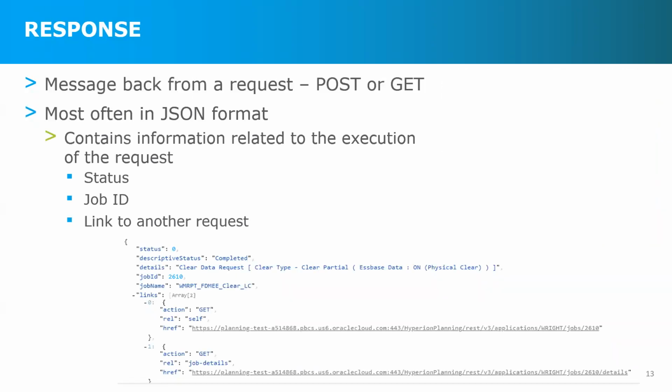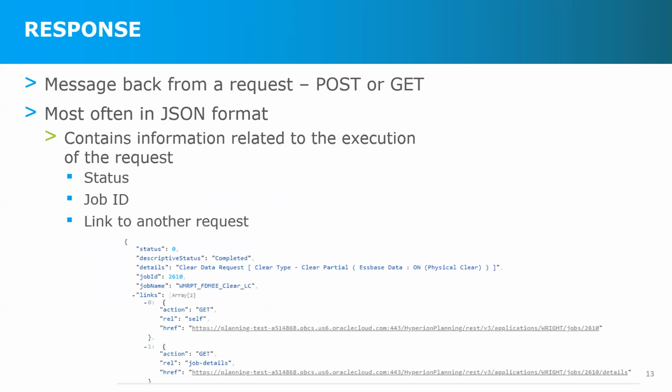They're most often in JSON format. So here's an example response. At the bottom of the screen, you can see this text with curly braces, further down in the links section, where this is telling me, when I invoked a REST API job, this was the response that I got back.